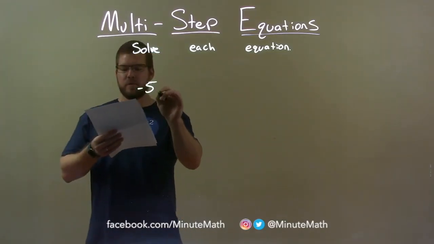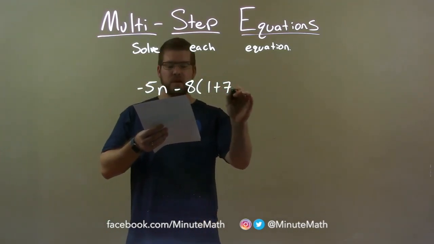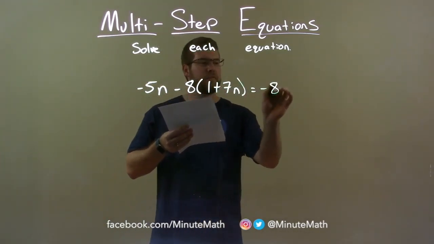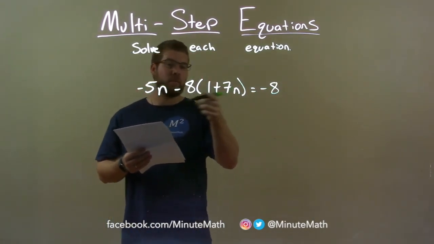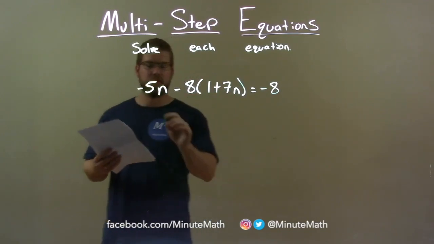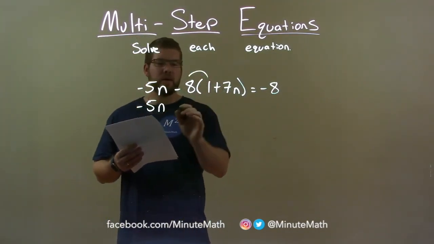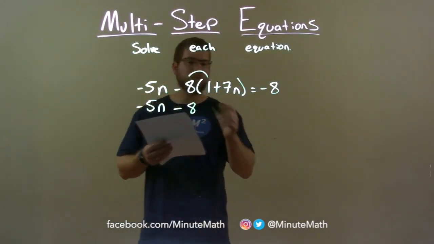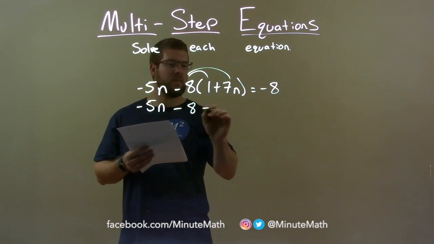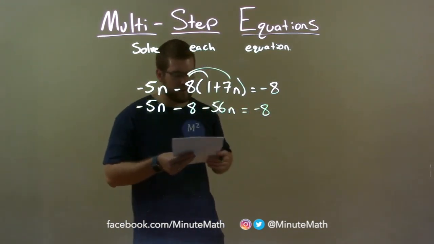Negative 5n minus 8 times 1 plus 7n equals a negative 8. First thing I'm going to do here is distribute that 8 or minus 8 to both parts in the parenthesis. Negative 5n. Now, negative 8 times 1 is a minus 8. 8 times 7 is a 56, but don't forget the subtraction sign, right? So we have a minus 56 in the variable n. And that equals negative 8.